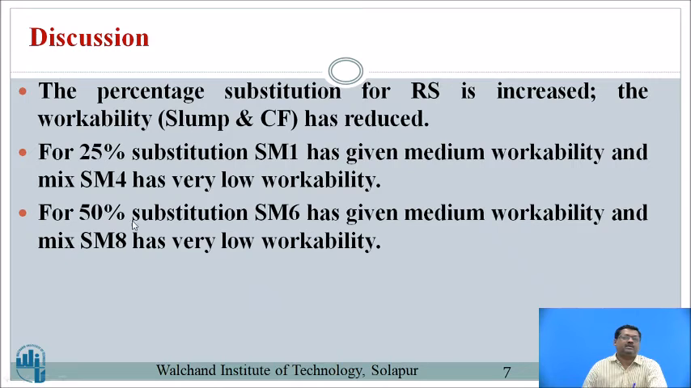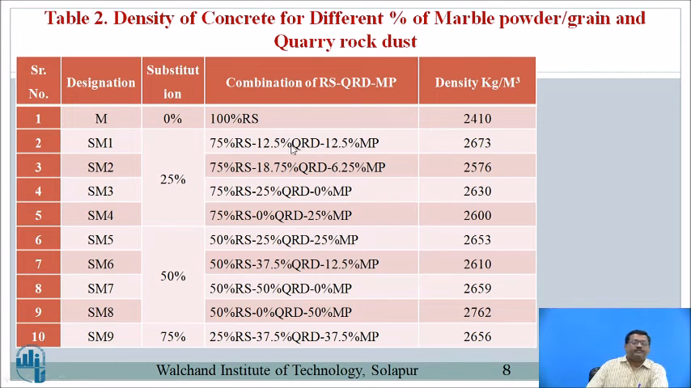In case of 50% substitution, SM6 has given medium workability and SM8 has given low workability. So, SM6 is a little bit good from slump and compaction factor point of view. Now, the next point is density, because we are substituting the material. Marble powder and quarry rock dust are both in powder form. So, what will happen to the density? The same mixes and same substitutions are there, only the density result is discussed now.